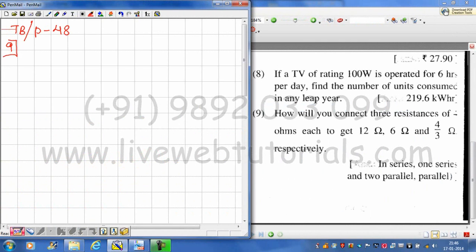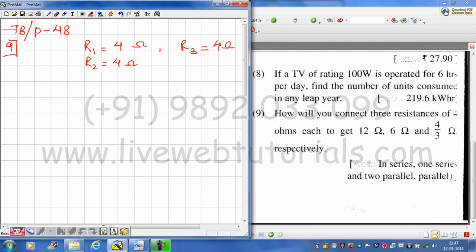Now ninth sum. How will you connect 3 resistances of 4 ohms each to get 12 ohms, 6 ohms and 4 upon 3 ohms respectively? Okay, we are given 3 resistances. R1 is 4 ohms, R2 is 4 ohms and even R3 is 4 ohms. 3 resistances, each one of them 4 ohms.